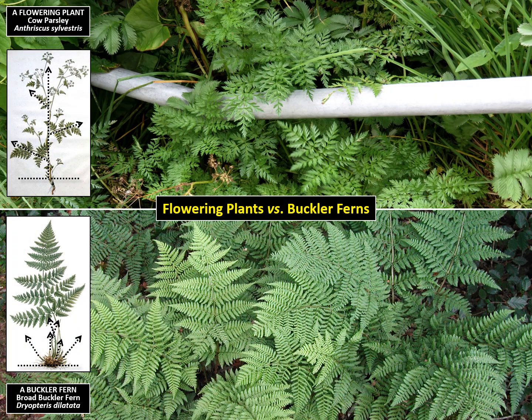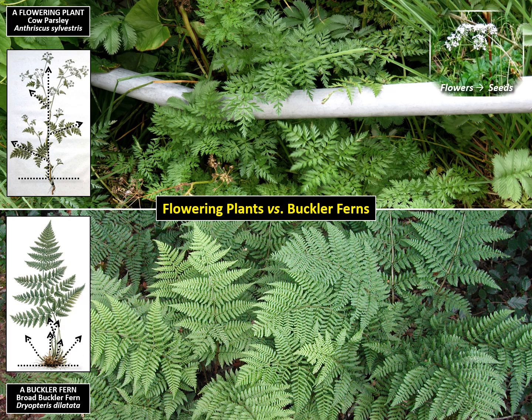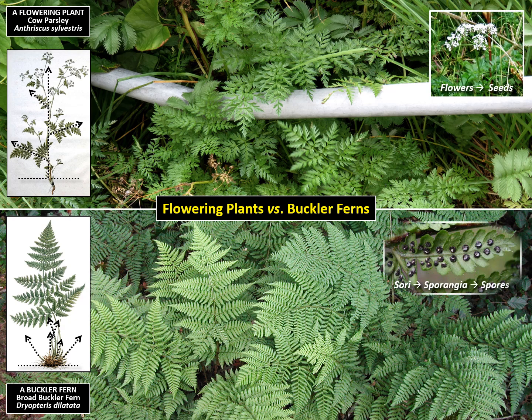Here is a comparison of a flowering plant, cow parsley, and a similar fern, the common broad buckler fern. If it helps, check other nearby plants. The umbellifer has flowers or seed heads, while the other has spore-producing structures, sori, at the back of the frond.